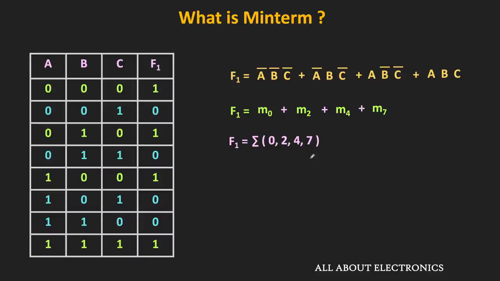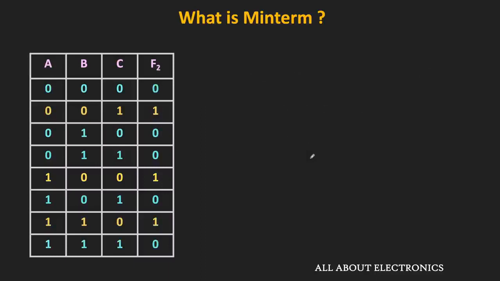So similarly, let us take one more example. So here, this function f2 is 1 only for the three input combinations. So first, let us write down the minterms corresponding to those input combinations. And then, let us perform the logical OR operation of these minterms.